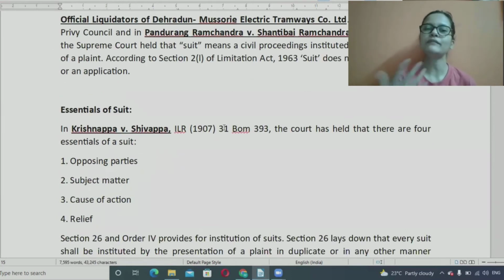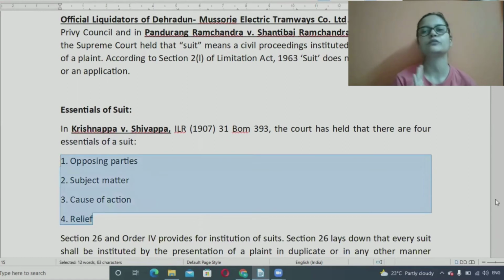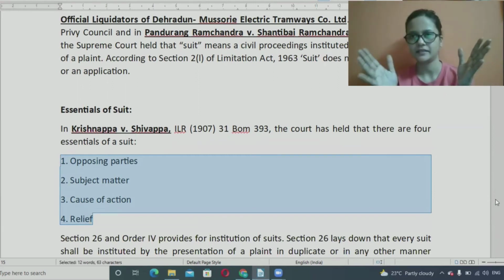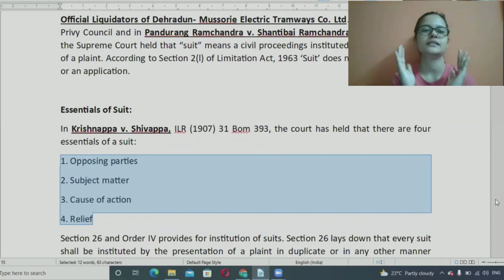Now, when we talk about suits, there are 4 essentials which are needed in a suit. When we are filing a suit before the court, there are these 4 things which are needed. What are these 4 things? First of all, there has to be an opposing party. Whenever a case is filed before the court, it's always someone versus another, right? There will always be this versus that. That means there are 2 parties. There is a dispute between them. There are certain things which need to be settled, and that's the reason why they have approached the court.